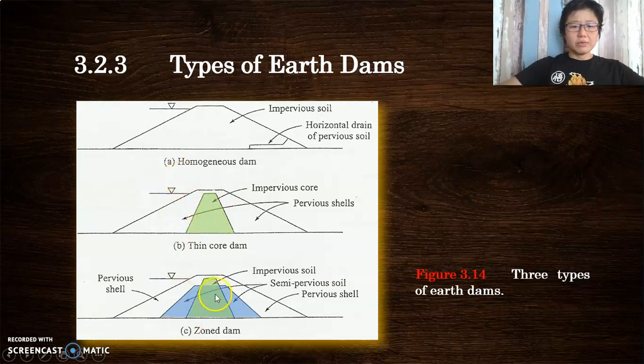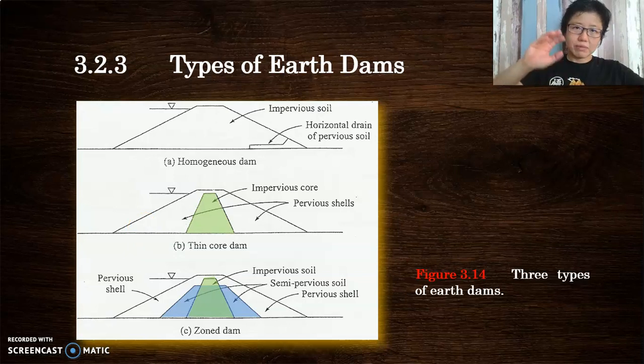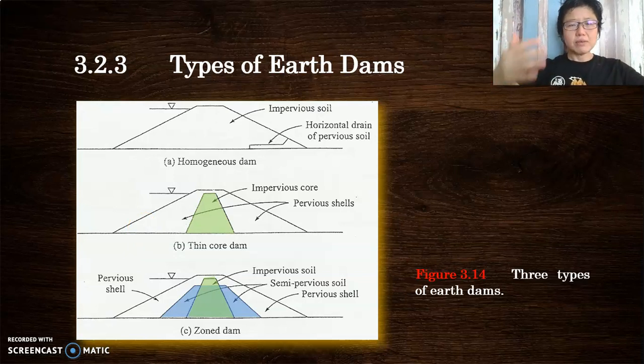As you can see here, in the middle you have an impervious core, whereas on the sides you have semi-impervious soils. This situation will happen when we do not quite have enough good soils to form the impervious core in the middle. So we probably have to compromise by having a second type of soil that's imported from a nearby site. Instead of having to import the whole lot of soil, that is a pervious shell that you probably have plentiful around the area, then we might as well make use of what we have.